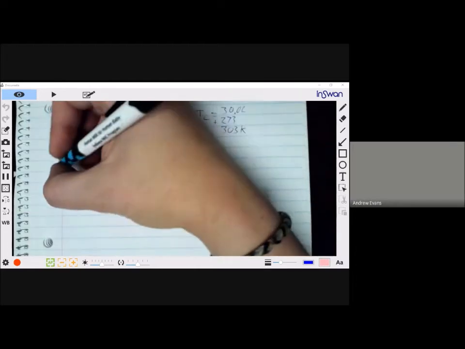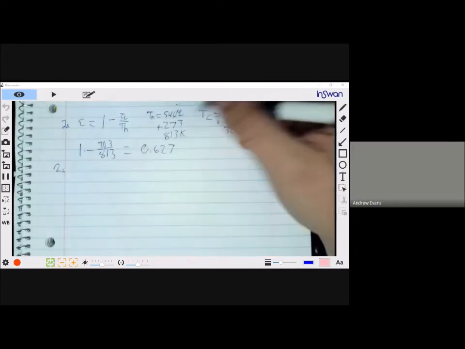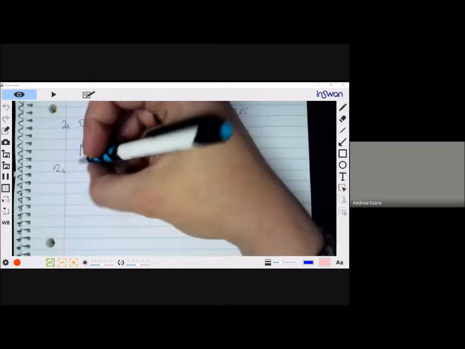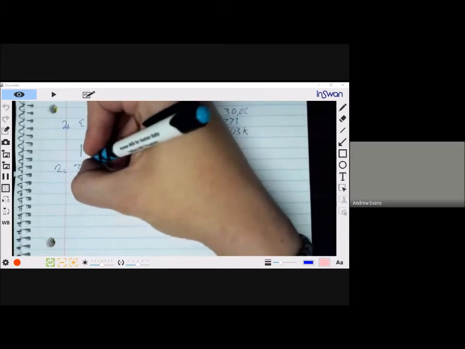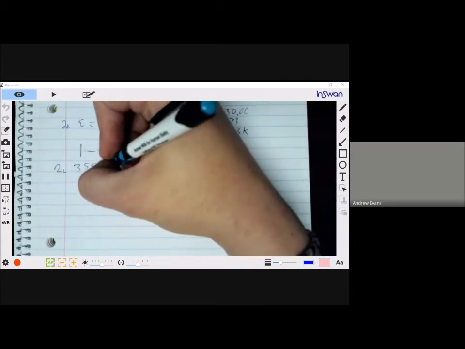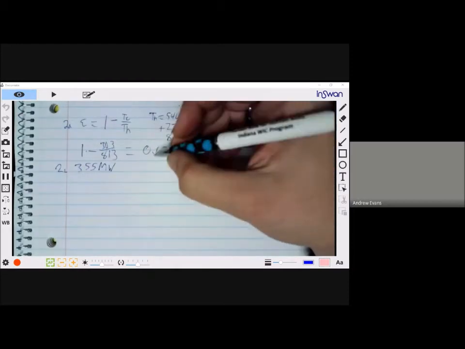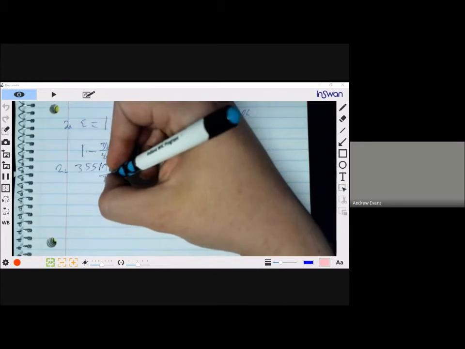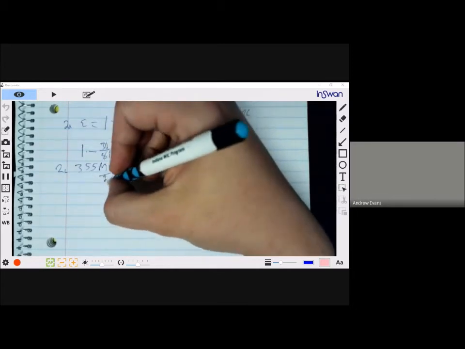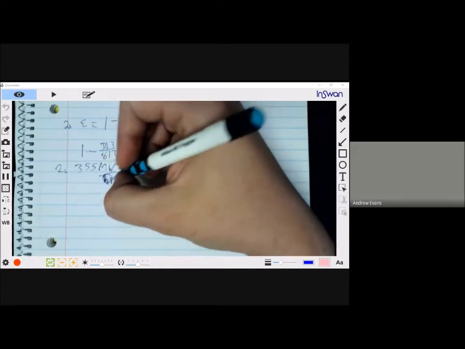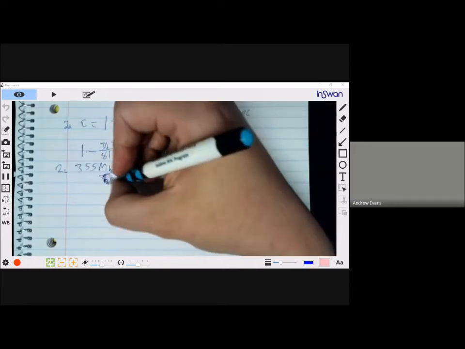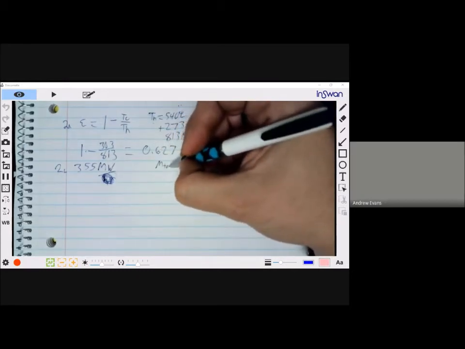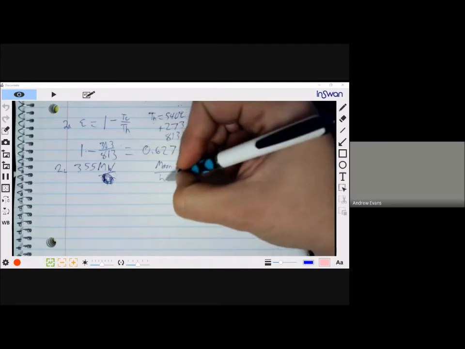Now, 2C. 2C has very little to do with actual efficiency. It's just a conversion problem. We're given that we have 355 megawatts of energy. That's how much we must produce per hour, and we want to know how many metric tons per hour we need to burn to get that.